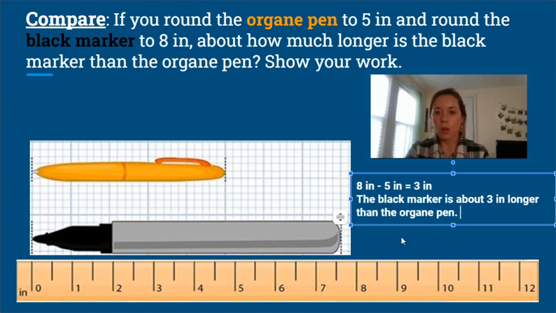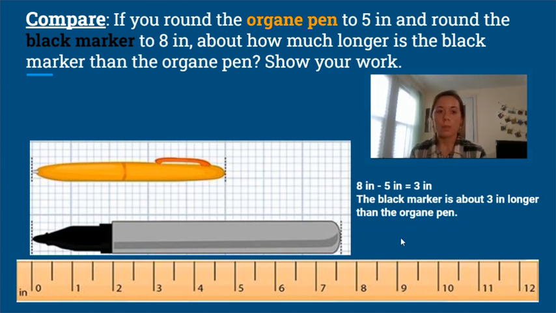All right, so that's how we can compare estimations, right? Because we estimated from the beginning. I estimated for you, but then we're estimating about how much longer the black pen is from the orange pen. So you're going to do a lot of that today.